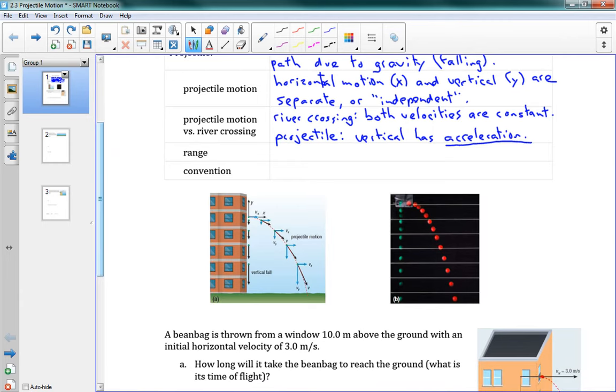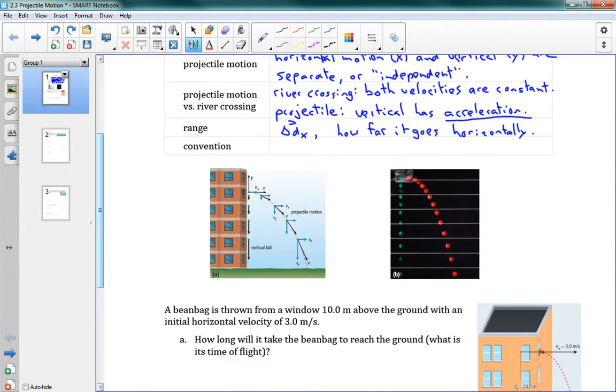There's one term that's important here that we haven't looked at before. It's called the range. And the range is just the x displacement. So you know what the x displacement is, you know what that means, but we give it a name called the range. And so this is how far it goes horizontally. And often we want to know that answer. Like if I'm throwing a ball, I want to know how far it goes before it hits the ground. We call that the range.